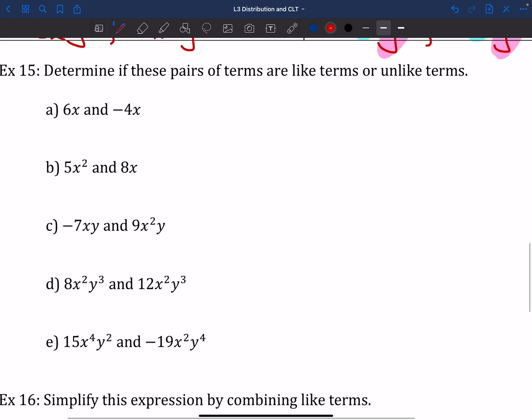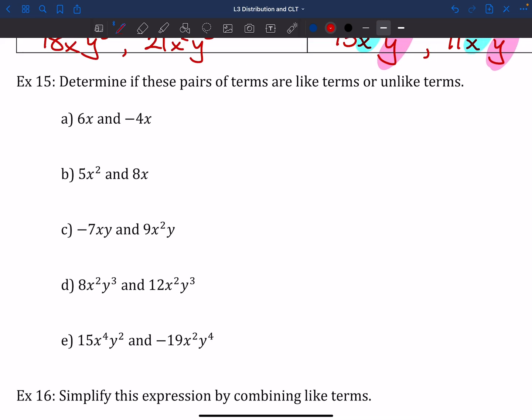So what I'd like you to do is pause here, right? Work through 15, see if they're like terms or not. See if they have the same exact variables and exponents on those variables.